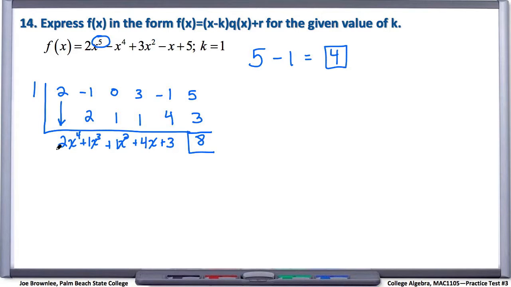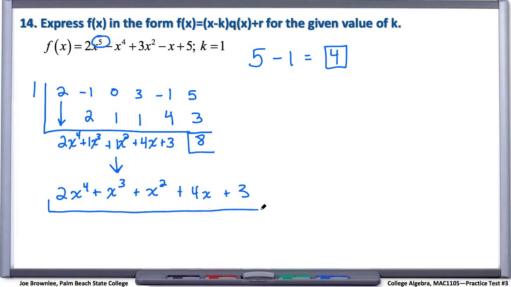All right, so let's go ahead and write this down here a little bit. It's kind of squeezed together here, so we'll give ourselves some room. We'll say 2x to the fourth plus x cubed, we're not going to write the coefficient 1, plus 1x squared, but again, we won't write the coefficient 1, plus 4x plus 3. All right, so this here is going to be our quotient. And the quotient that you find is the q of x portion that we're looking for.